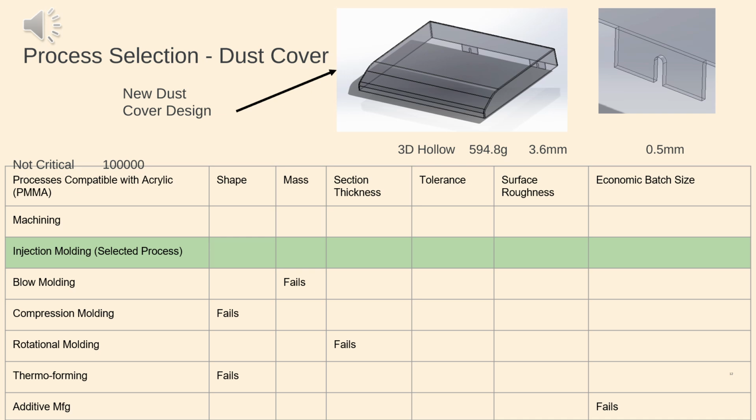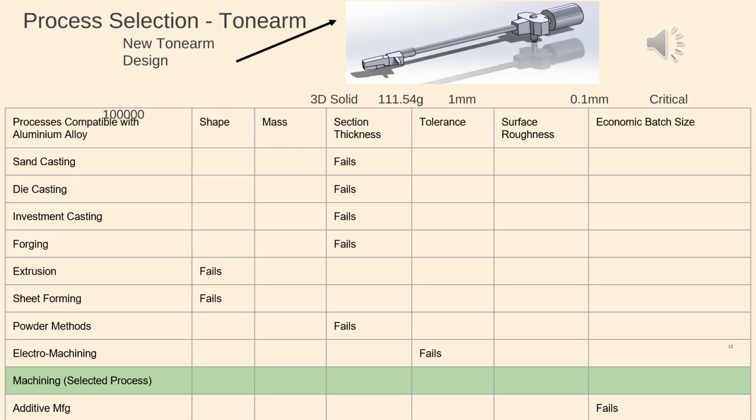Out of the processes, the two processes that work were machining and injection molding, and we selected injection molding for this process. The next piece that we will be looking at for process selection will be the tone arm.